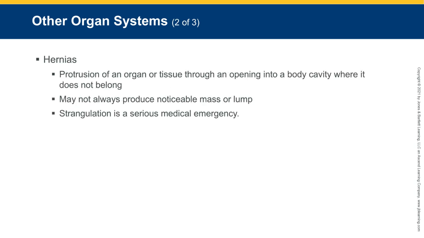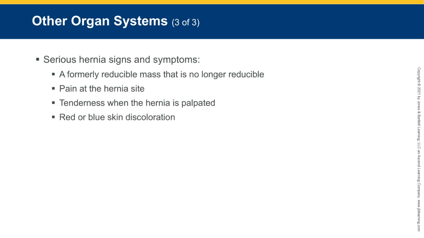A hernia occurs when an organ protrudes through an opening where it does not belong. If a hernia becomes strangulated, cutting off blood supply, it is a medical emergency requiring surgery. Signs of a serious hernia include a previously reducible mass that is now firm and painful, discoloration of the skin, or tenderness upon palpation. Immediate medical attention is required.